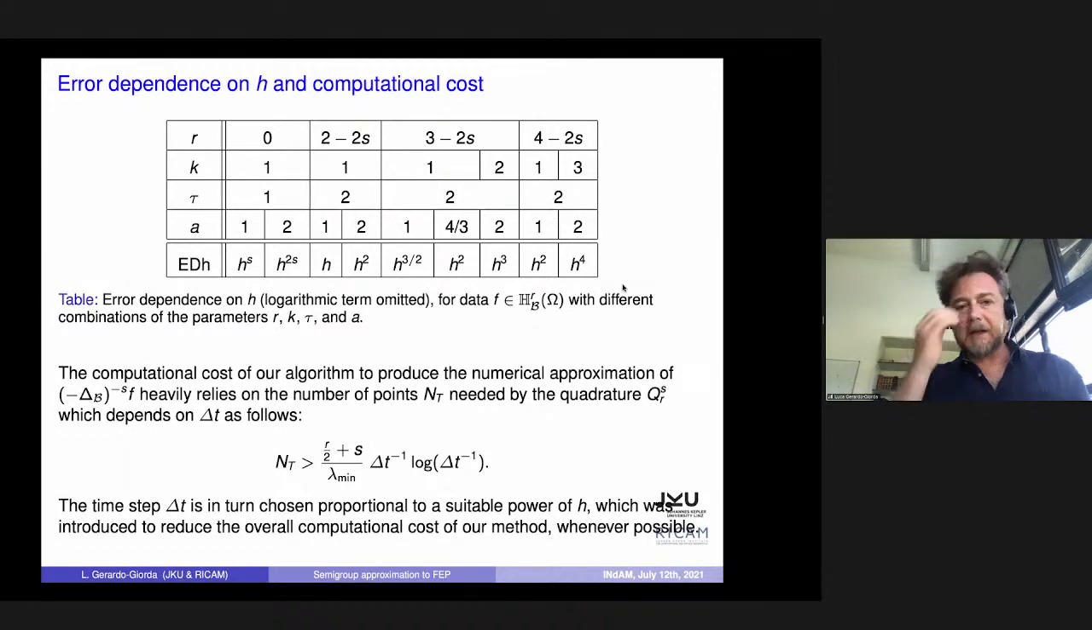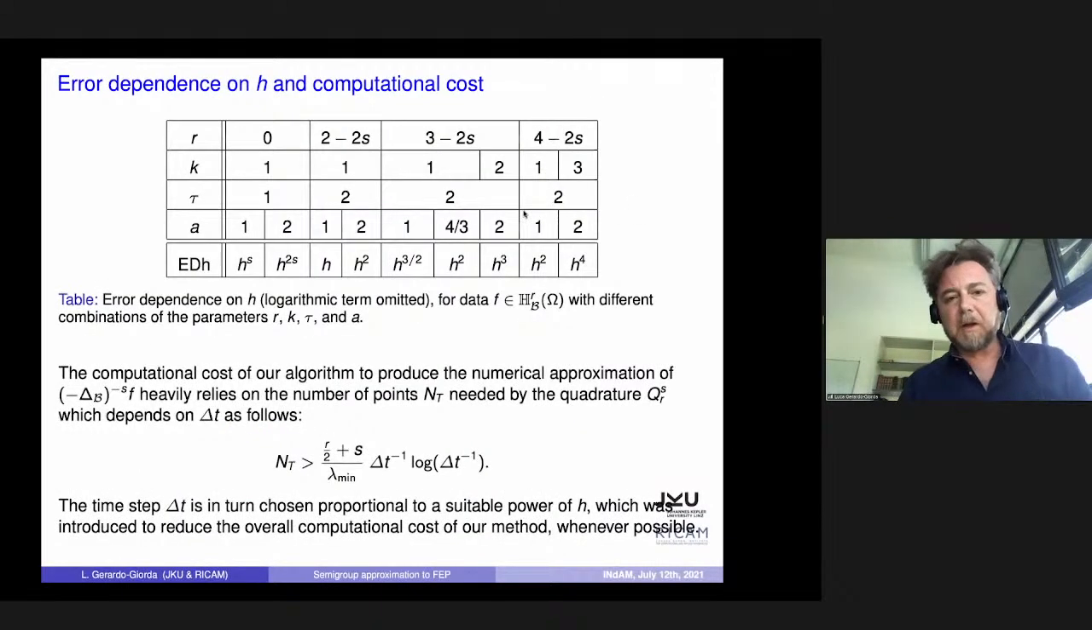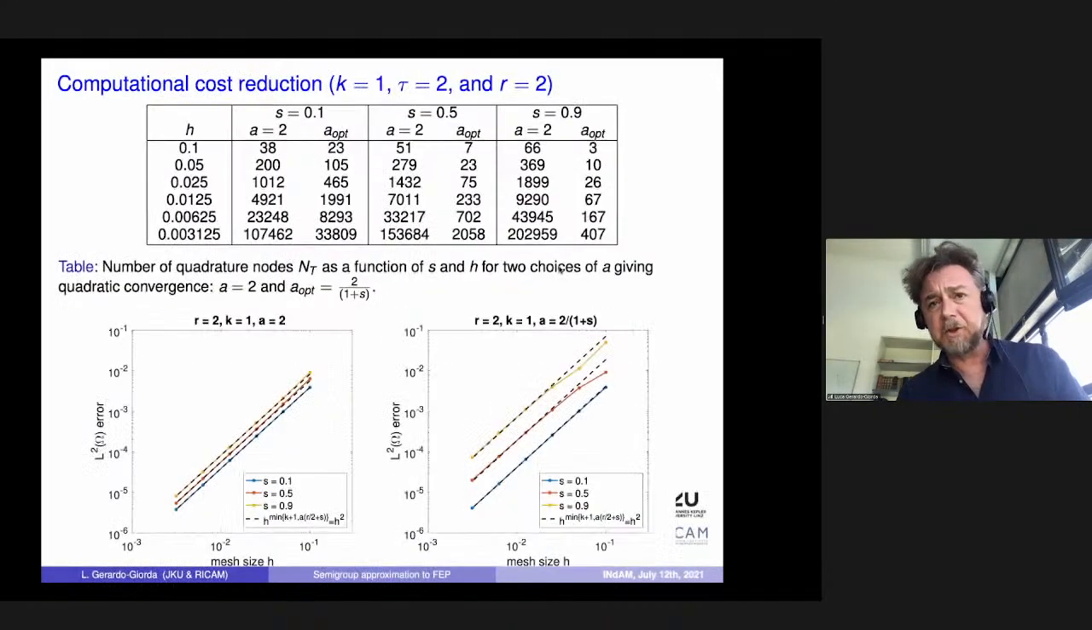So is there anything that we can do to improve this situation? Well, actually, from this table, one can say, okay, if I take a equal 2, life is good. In reality, if we take a equal 2, the number of quadrature nodes as a function of S and H, in order to get the second order convergence can become dramatically huge.